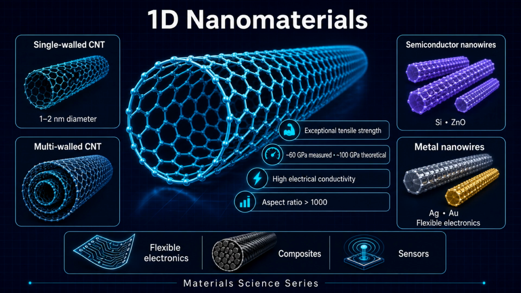They have exceptional properties: tensile strength on the order of 100 times that of steel by weight, current carrying capacity per cross-section far above copper, and thermal conductivity comparable to or above diamond along the tube axis. The electronic properties depend on how the graphene sheet is rolled, making them either metallic or semiconducting. Semiconductor nanowires made from silicon, zinc oxide, or other materials are key components for nanoscale electronics and sensors. Metal nanowires like silver are used in transparent flexible electrodes for touchscreens and solar cells.